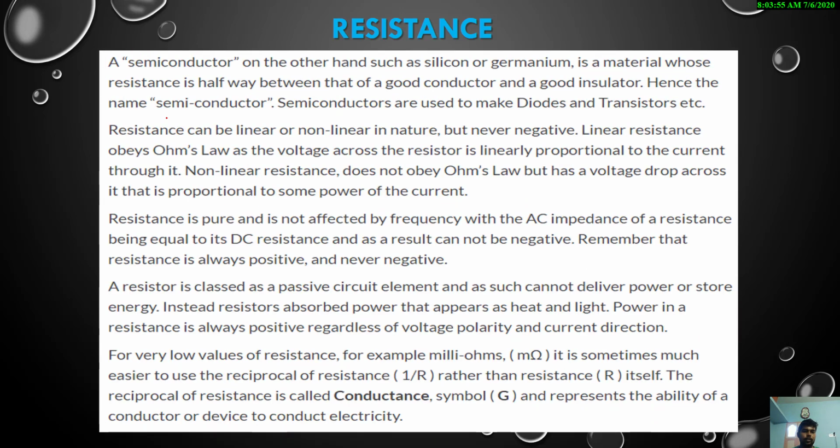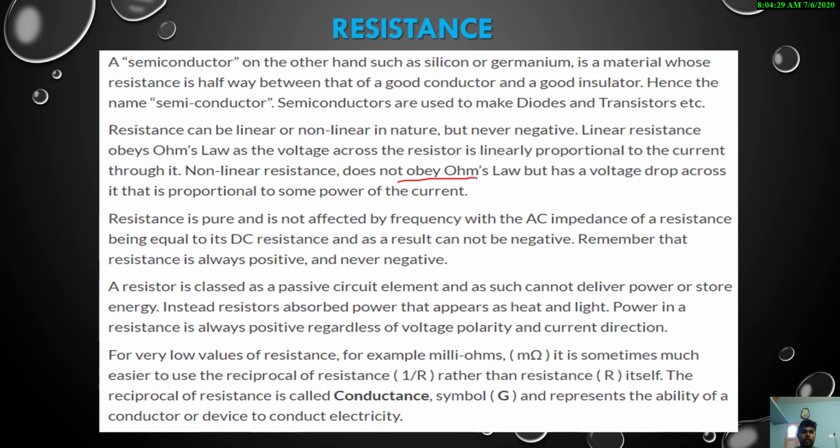And the next is a semiconductor. On the other hand, materials such as silicon and germanium are semiconductors. I have already shown that a semiconductor creates a non-linear nature in the electrical circuit. Resistance most commonly creates a linear nature, and sometimes it creates a non-linear effect. The non-linear resistance does not obey Ohm's law.